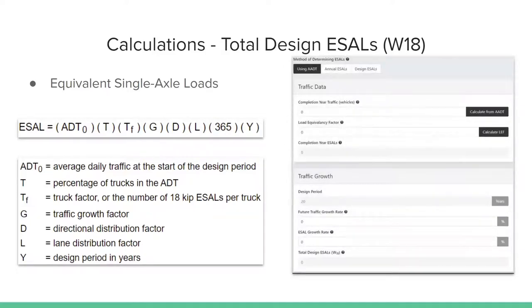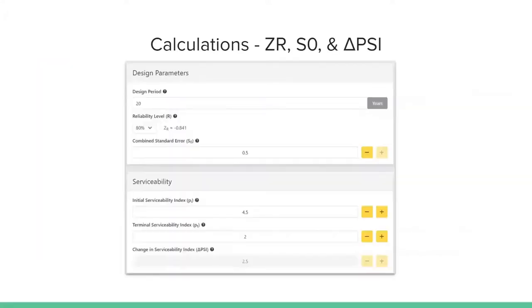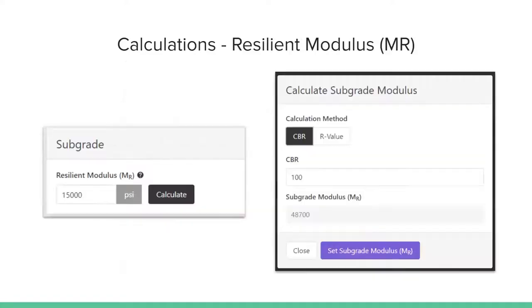Now for the right-hand side. Next slide, please. The ZR value is typically gathered from a table similar to the one you see here. To make it easy on the user, next slide, please. We made it a drop-down menu where the ZR value will change based on the reliability level the user picks. The combined standard error, or S0, is a manual input. The change in serviceability index, or delta PSI, is a simple calculation where you take the difference between the terminal and initial serviceability indices.